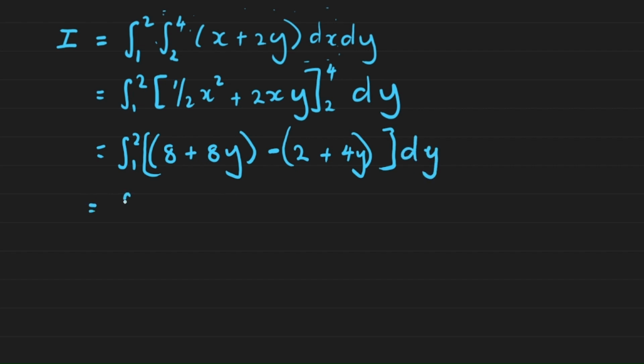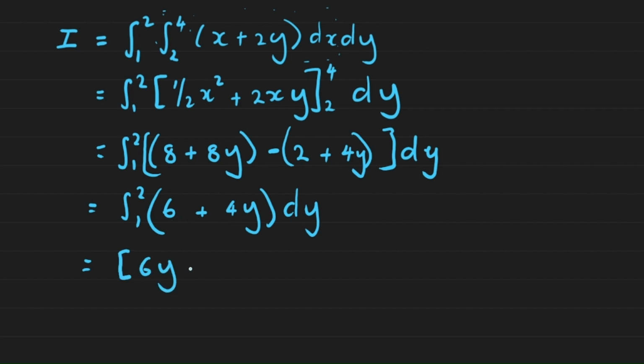And then we simplify it. So 8 minus 2 is 6. And 8y minus 4y is 4y. So we now integrate this with respect to y. So that gives us 6y, the first term, and then y squared. So what times y squared gives us 2 times what gives us 4, and that's 2. So the integral of 4y is 2y squared, and we're integrating this from 1 to 2.